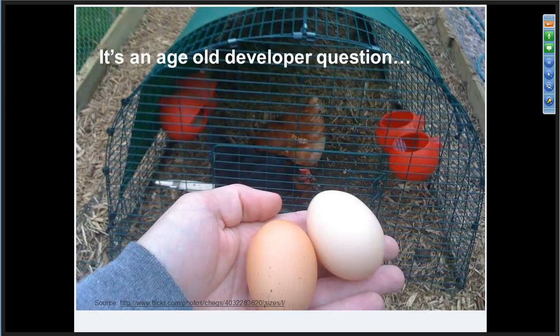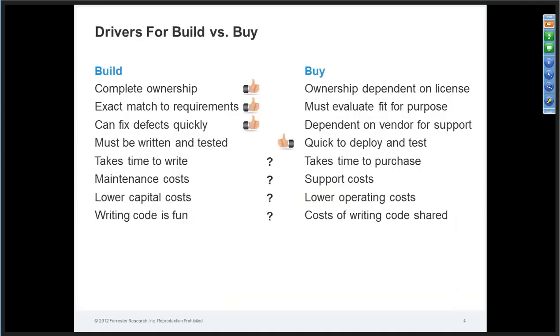So, it's an age-old question. It's not necessarily which came first, the chicken or the egg, but I need to accomplish a task. And should I look to buy a solution to accomplish that task, or is it just easier and less painful to build a solution to implement that task from scratch? Now, as developers, I think we tend to look a certain way when it comes to buy versus build. But there are a lot of drivers to consider.